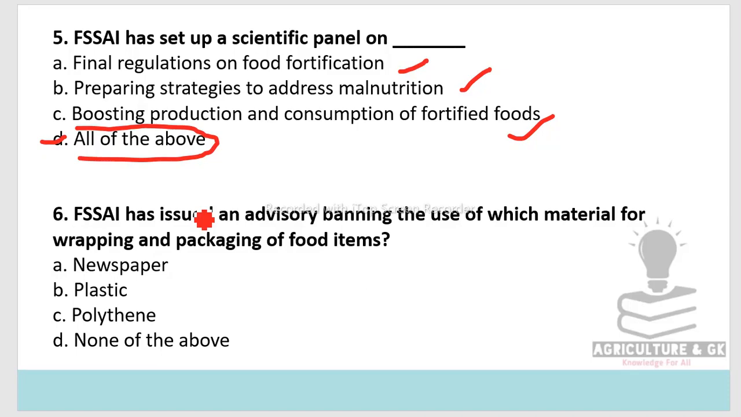Now moving next, FSSAI has issued an advisory banning the use of which material for wrapping and packaging of food items? Newspaper, plastic, polythene, none of the above. So which of these materials has been banned for wrapping and packaging of food items? So newspaper has been banned because of the ink. The inks in newspaper can contaminate the eatables and can lead to serious health complications. So FSSAI has banned the newspaper for packaging of food items. So our answer will be option A.